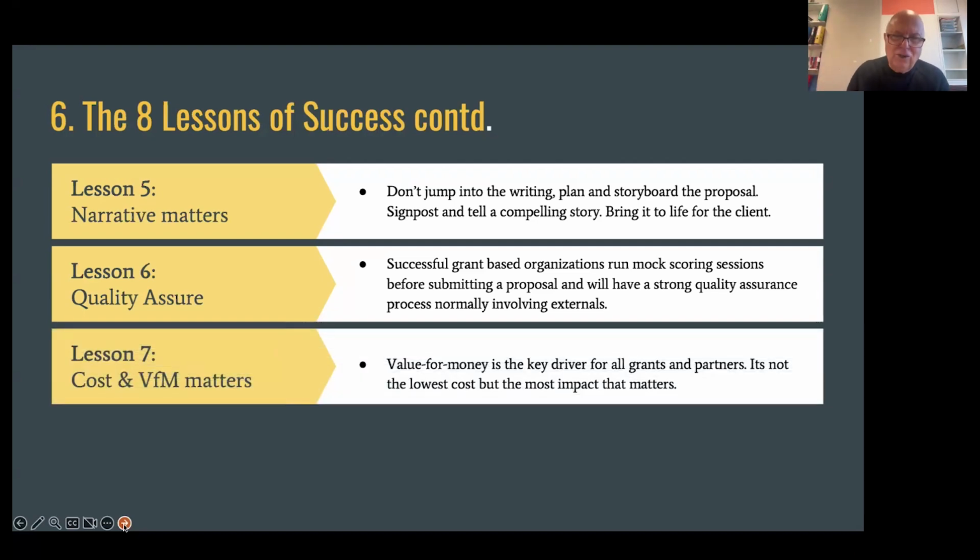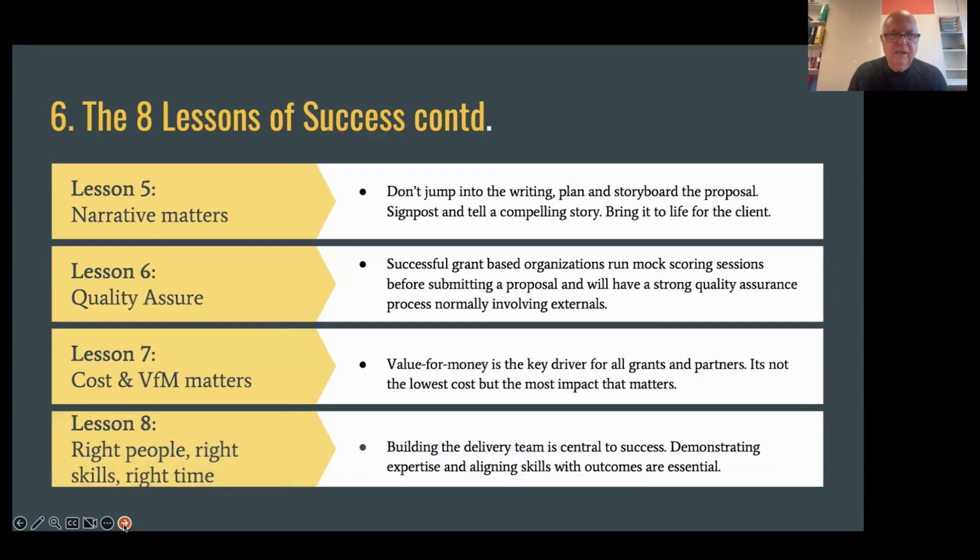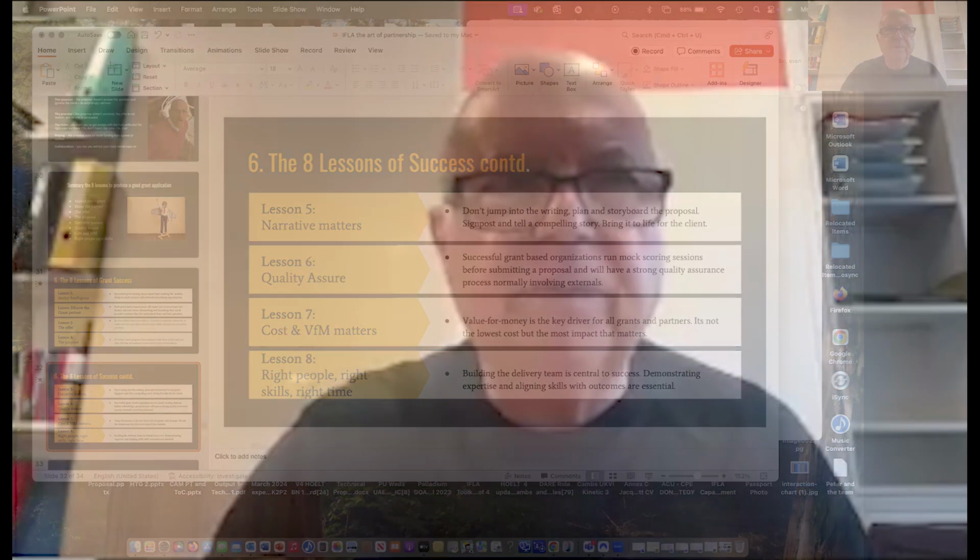Remember pricing, cost matters, value for money matters. This money, if it's from a grant or a foundation, this is really important money from them. If it's from a donor, it's taxpayers' money. They will want to make sure that it's cost effective and cost efficient. And then finally, get the right people, right time, right skills. Building that delivery team is essential.